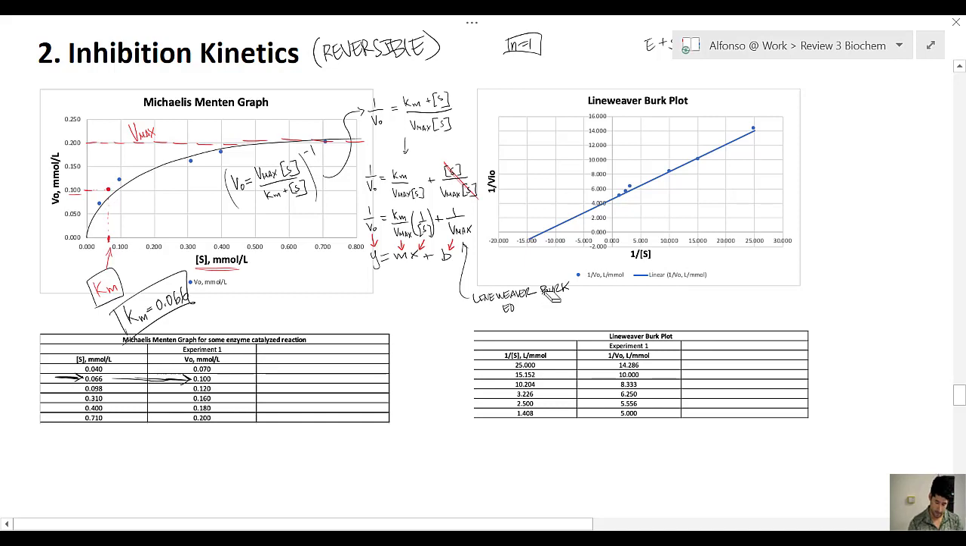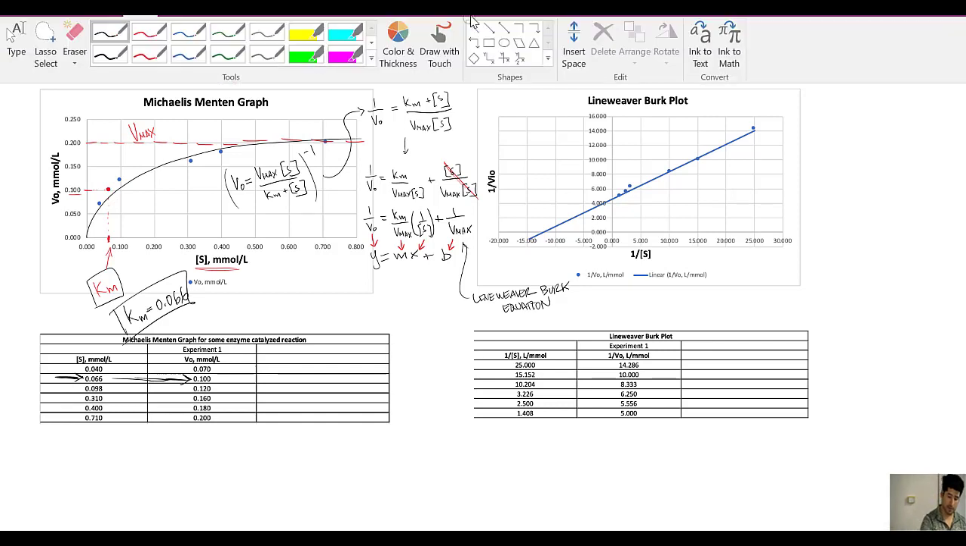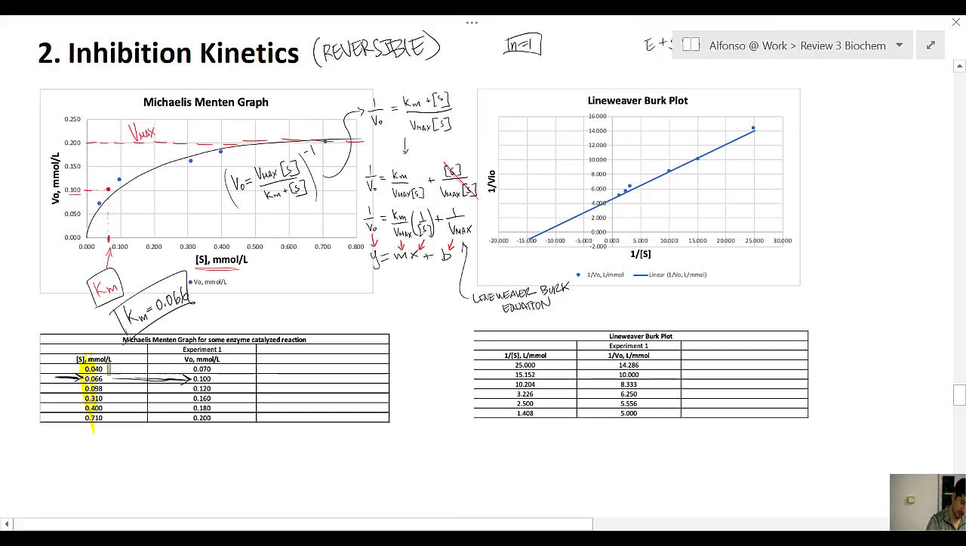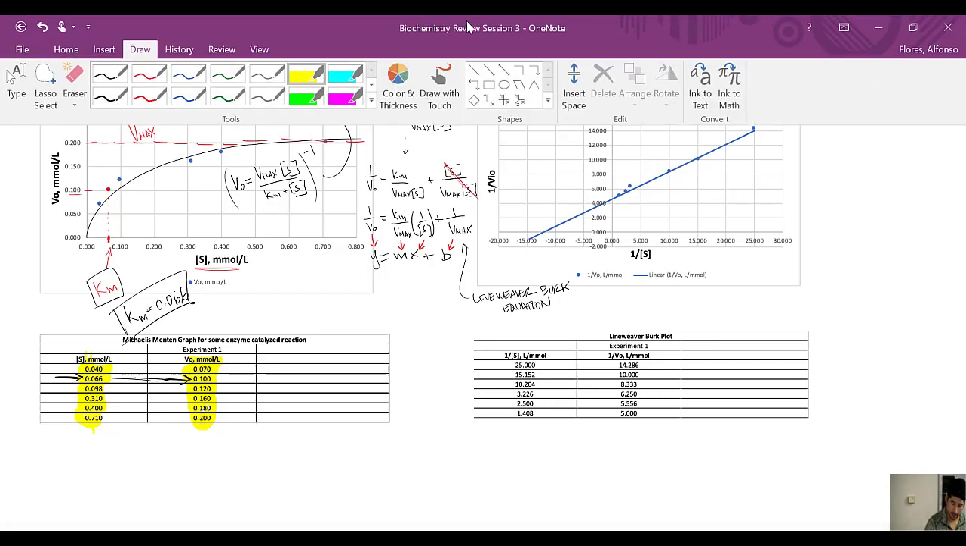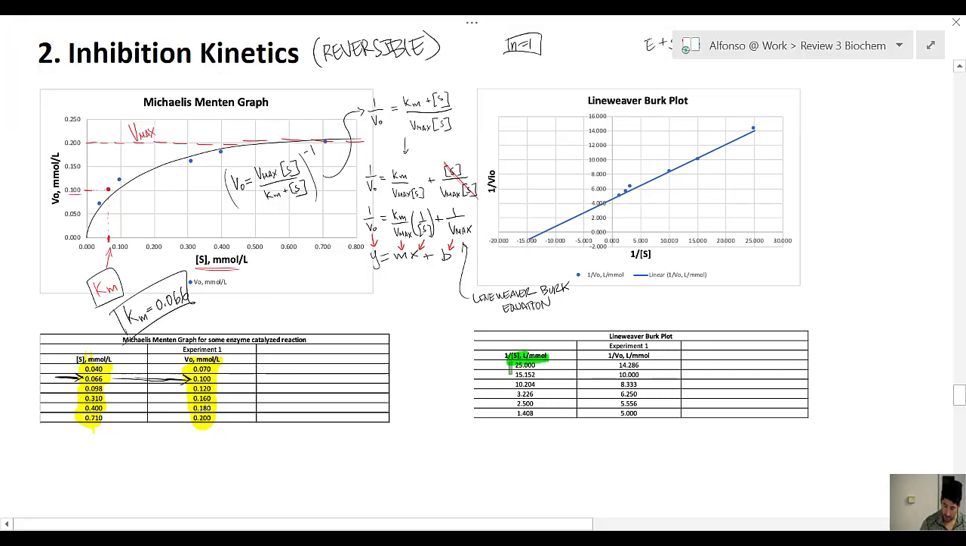The Lineweaver-Burk equation. No hyphen. Lineweaver-Burk equation. What this essentially means is that if we take the inverse of all of these x values right here, and if we take the inverse of all of these y values right here, we will get these values over here.